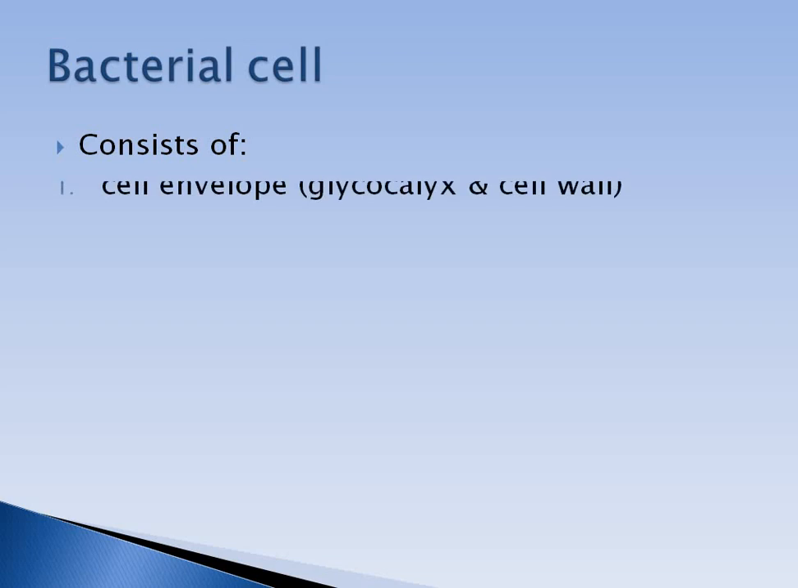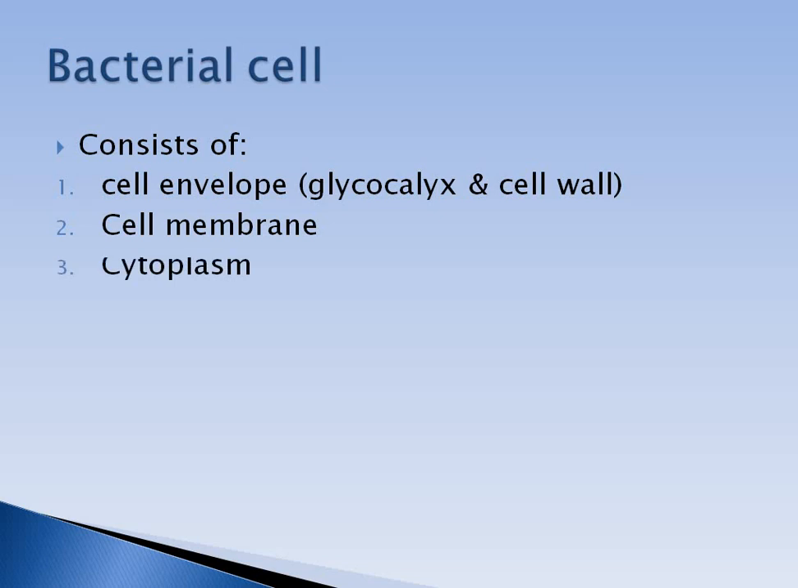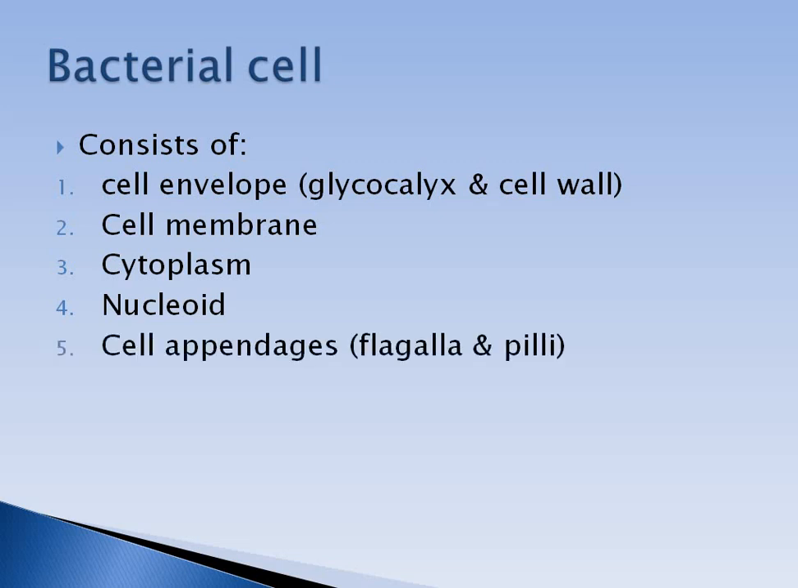Now, the bacterial cell consists of a cell envelope, which is called glycocalyx, and inside the glycocalyx is a cell wall. Then cell membrane, cytoplasm, and nucleoid, which is the region where the chromosome is present but not bounded by any nuclear membrane. And cell appendages, that is flagellum and pili.